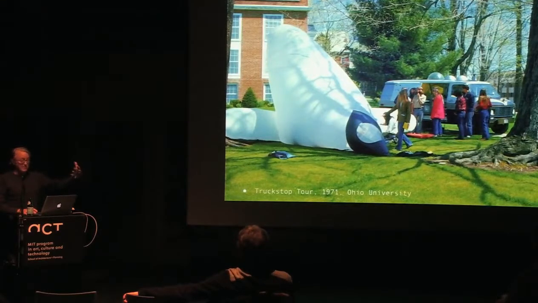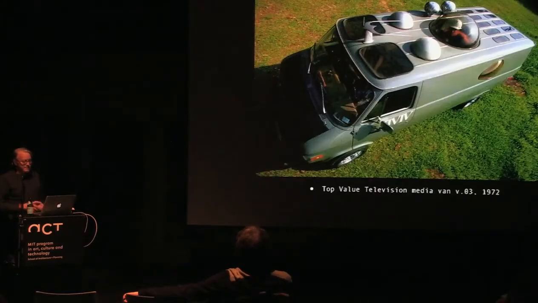and it's different from a mirror because you're seeing it reversed as other people see you, and so the media van then became the logo in its third version, remodeling or customizing for a project called Top Value Television, which was alternative coverage of the 1972 political conventions.